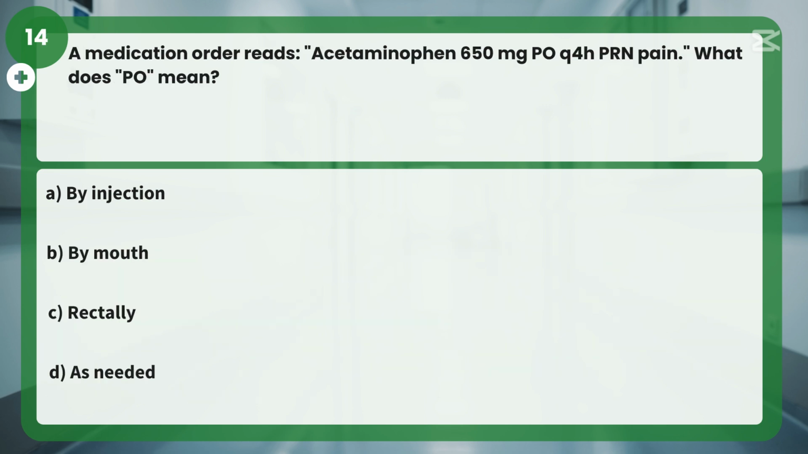Question 14. A medication order reads, acetaminophen 650 mg PO Q4H PRN pain. What does PO mean? A. By injection. B. By mouth. C. Rectally. D. As needed.